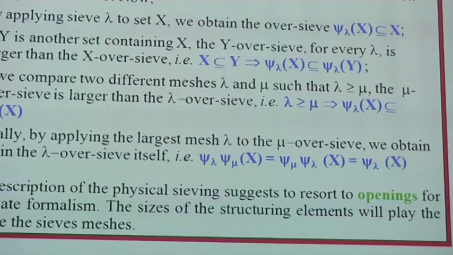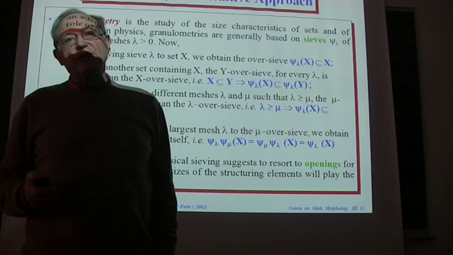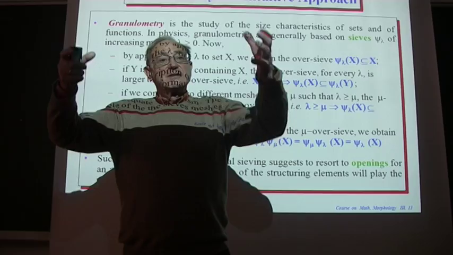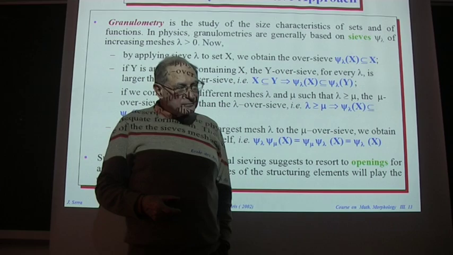Granulometry. Granulometry is the idea of making a series of openings depending on a parameter. The parameter is what you call, in terms of physical size distribution, the sieve, the tamis of particles. But granulometry works in many senses.